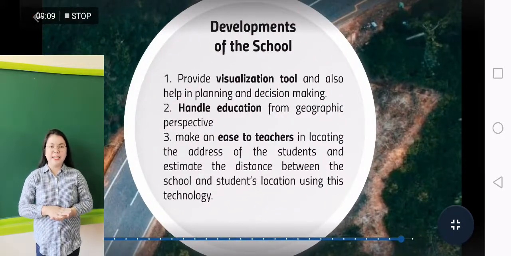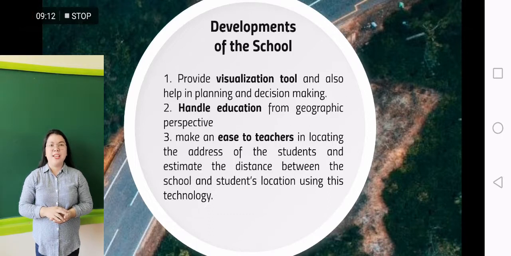This approach is a beginning in learning this new technology to aid developments in the school, one of which is school mapping. With this, it helps the school to integrate its development by just using GIS. GIS, in this case, will provide a visualization tool and also help in planning and decision making. It could be used in the infrastructure development and upgrading of schools by combining several indicators. It provides tools and techniques that handle education from a geographic perspective.